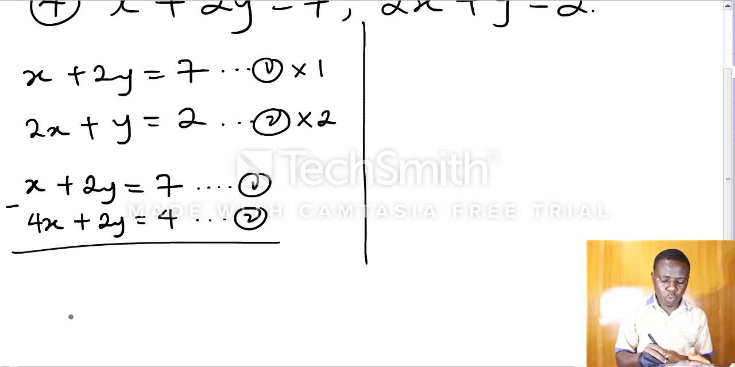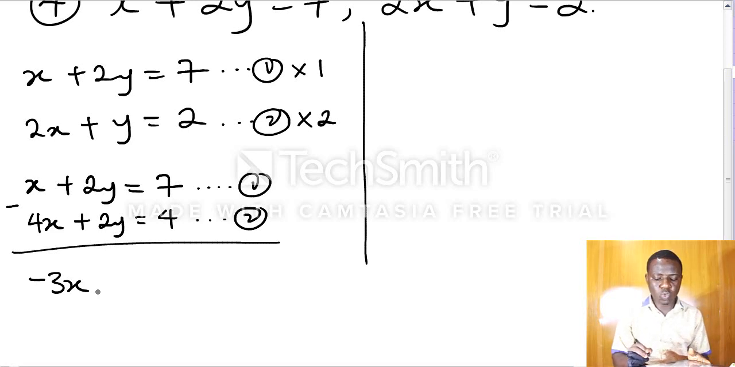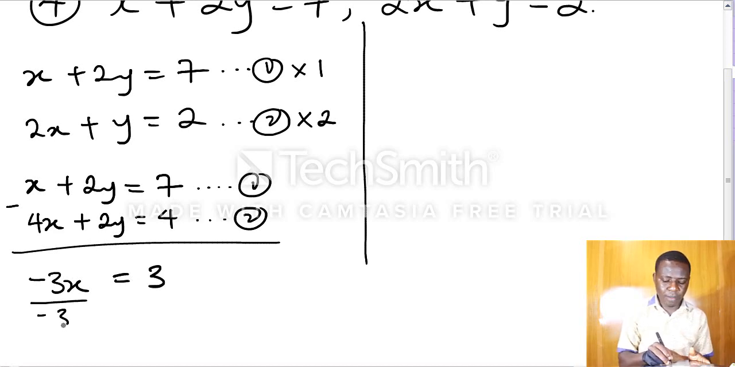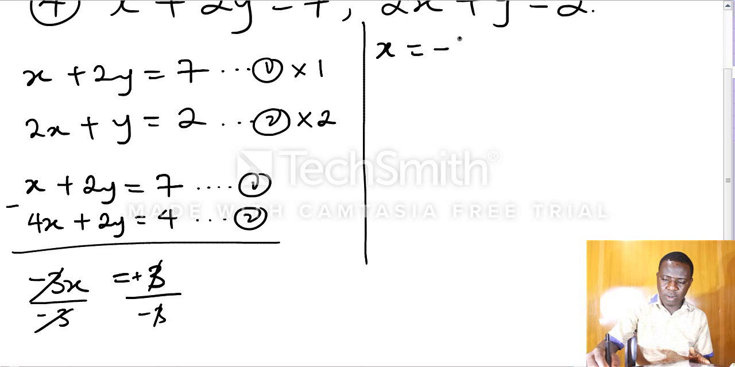Subtracting equation 2 from equation 1 gives us x minus 4x. X minus 4x is said to be minus 3x, while 2y minus 2y gives us 0. And on our right hand side, 7 minus 4 is said to be 3. Dividing both sides by minus 3, minus 3 will cancel minus 3, leaving us with x, and 3 divided by minus 3 is said to be minus 1.